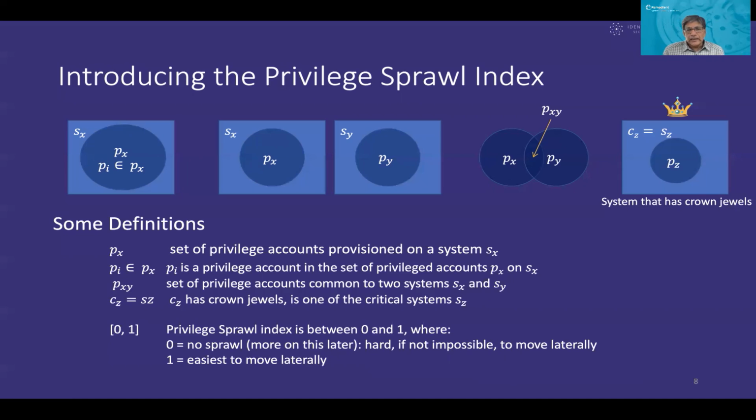And a privilege sprawl index of 1 is the easiest to move laterally. And of course, between 0 and 1, there are some scenarios that we'll discuss as well. So the key takeaway is that the privilege sprawl index is between 0 and 1. 0 is no-go, the safest and the best place to be. And 1 is sort of the worst place to be in a sense.